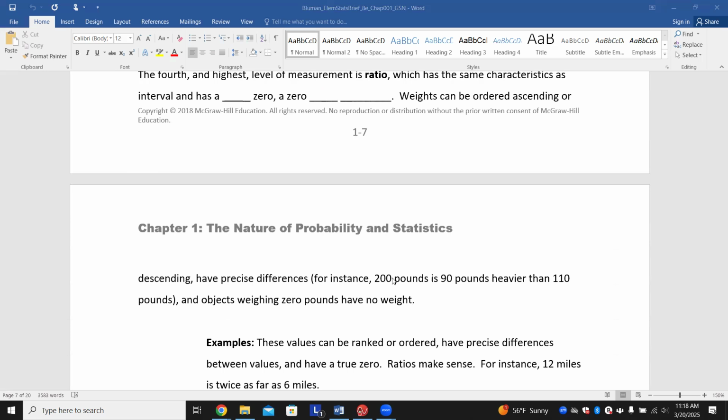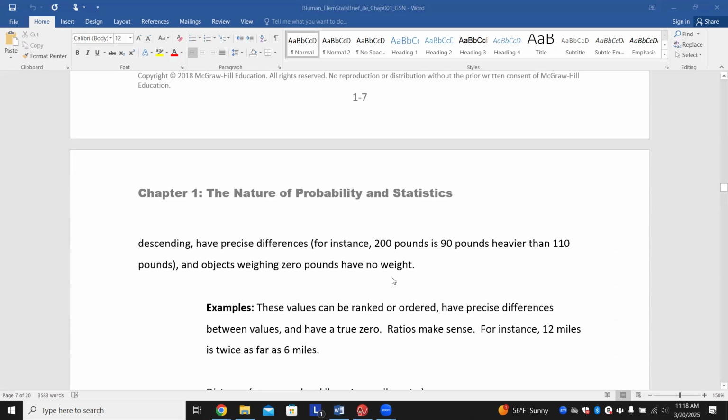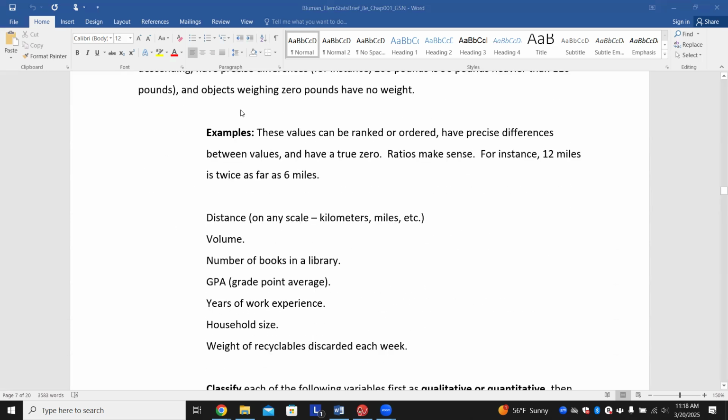The way I like to remember this is there's an O in ratio. So ratio has a true zero and cannot go any further than that. Some more examples of this: again, it can be ranked in order, has precise differences between values, and has a true zero. Ratios make sense. For instance, 12 miles is twice as far as 6 miles, right? That is a ratio. Distance, so on a scale of kilometers, miles, etc., I can't go backwards. Volume doesn't have negative volume. If it's zero, it's an absence of volume. Number of books in a library, I can't have negative books. I can either have no books or some books.